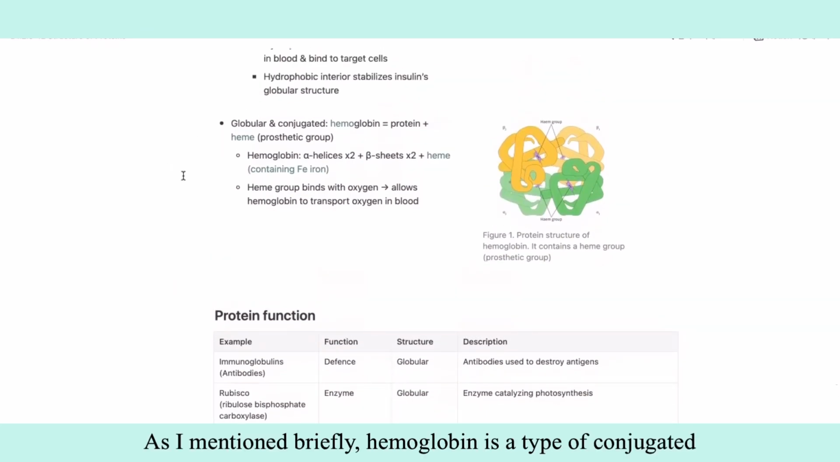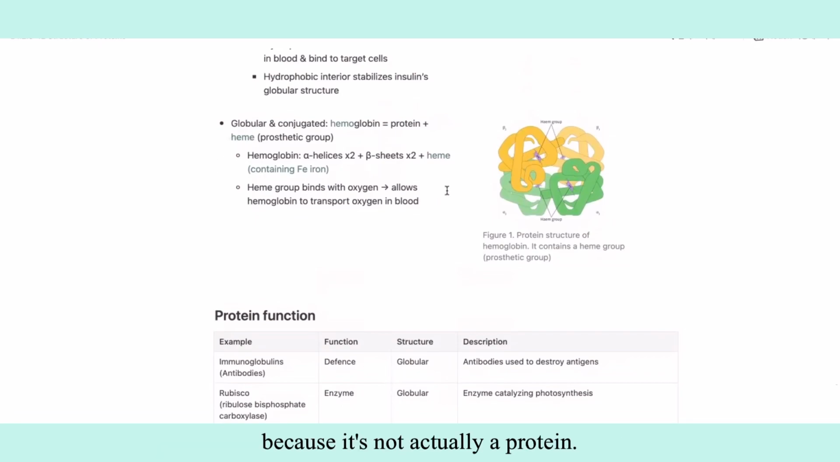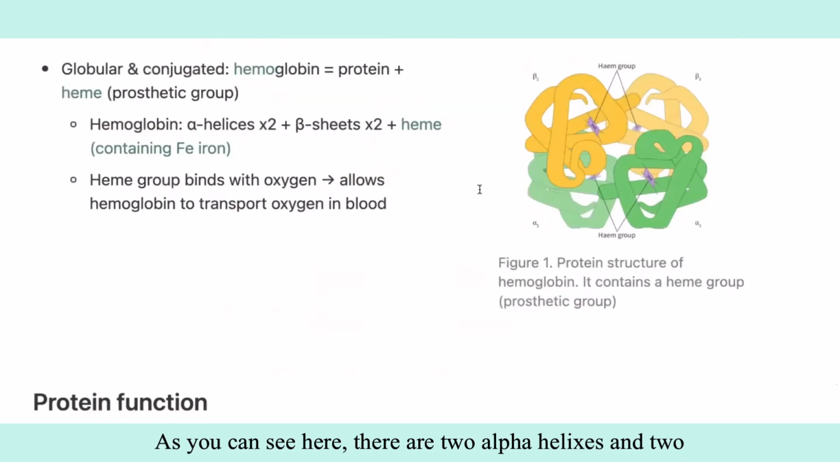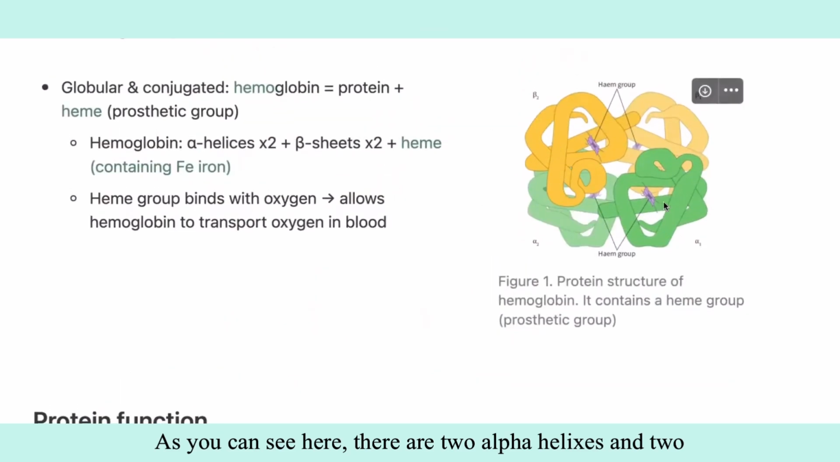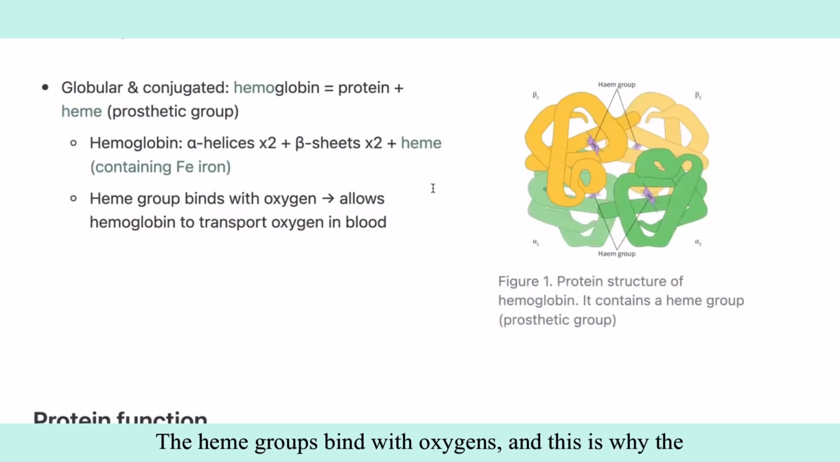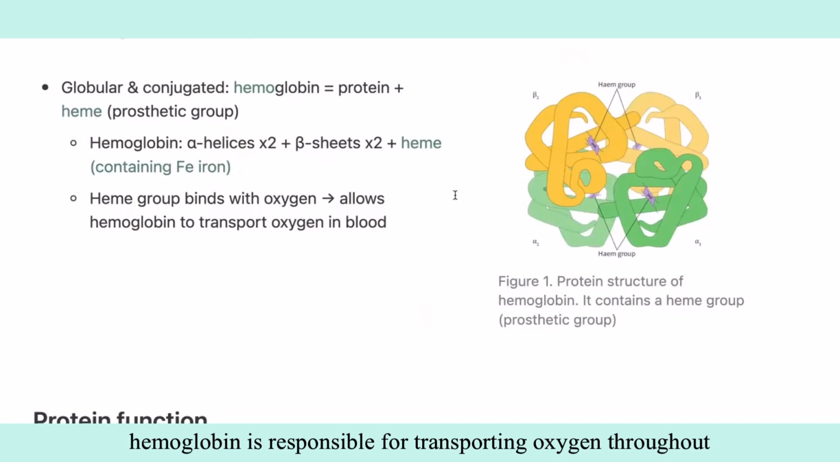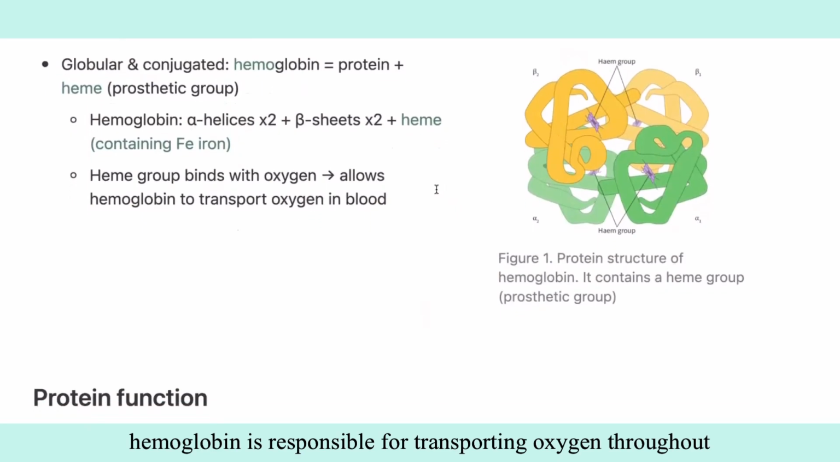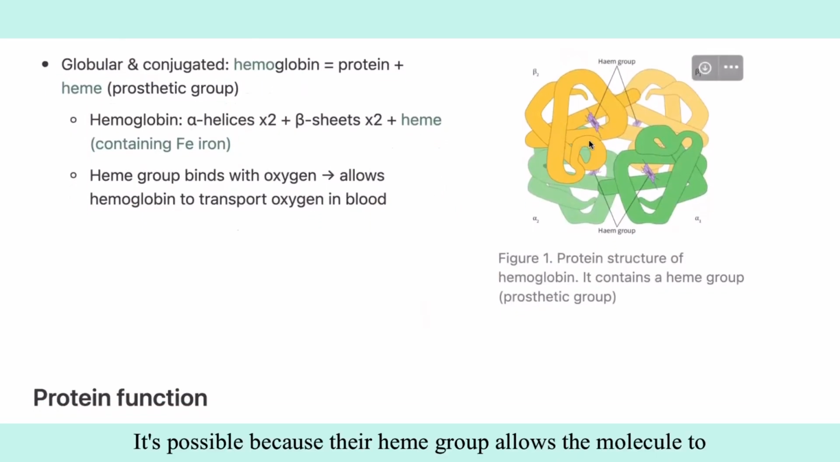As I mentioned briefly, hemoglobin is a type of conjugated protein. It has a heme group, which is a prosthetic group because it's not actually a protein. As you can see here, there are two alpha helices and two beta pleated sheets, and the heme groups, these purple ones. The heme groups bind with oxygen, and this is why hemoglobin is responsible for transporting oxygen throughout your body. It's possible because the heme group allows the molecule to bind with oxygen and move in blood.